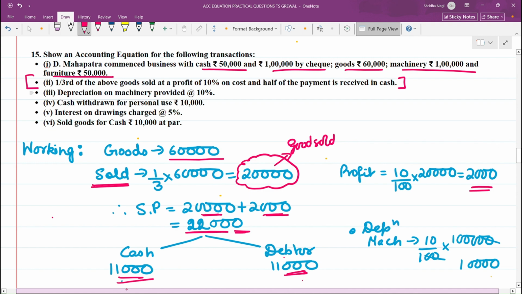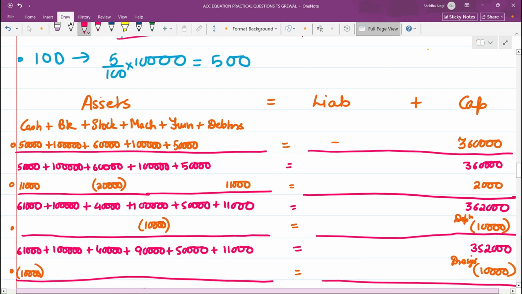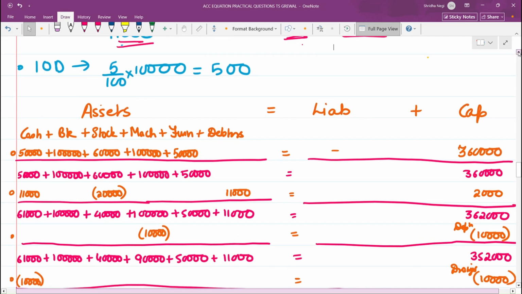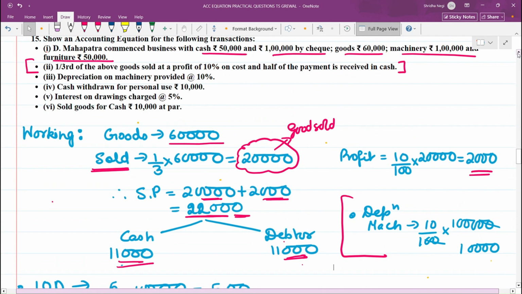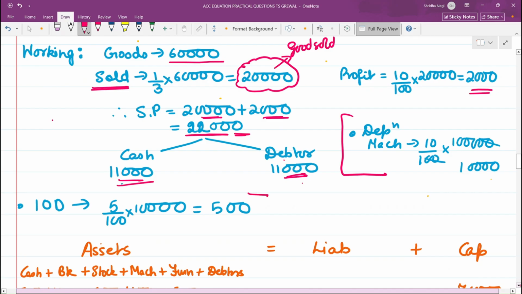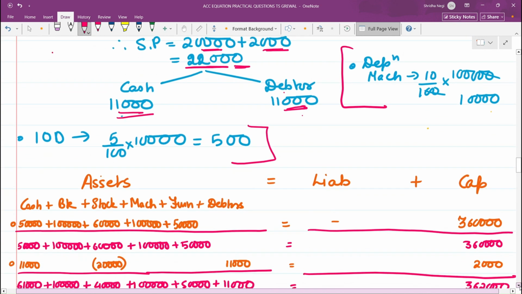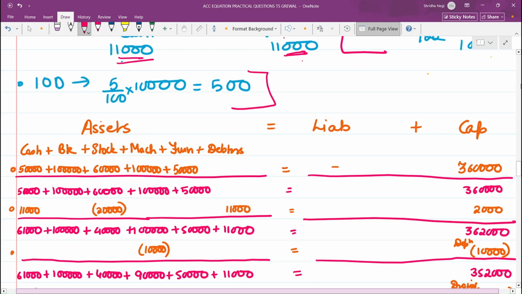Understood? Okay, then depreciation on machinery is provided at 10%. So you are going to calculate depreciation here, which is 10,000. Then what else calculation is there? There is IOD, interest charge on drawings, 5%. So immediately do the IOD calculation also. This is your IOD calculation, 5% of drawings. Okay. So after doing all this, we will do the equation part. Asset is equal to liability plus capital. Okay. Now the first part.